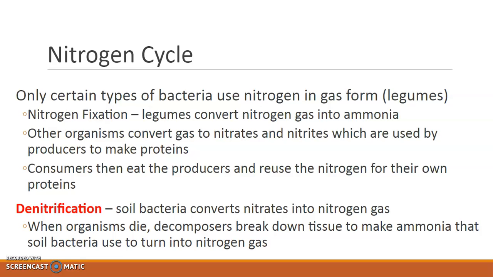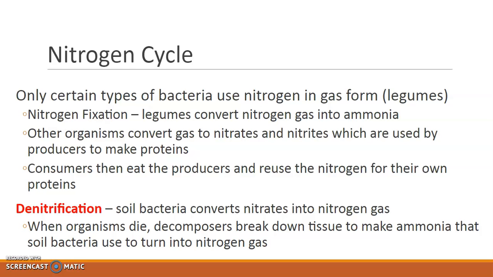Only certain types of bacteria use nitrogen in gas form, like those with legumes, such as beans. Nitrogen fixation is when they take nitrogen gas and turn it into ammonia. Then other organisms convert it into nitrates and nitrites, which are then used to make proteins. Plants use ammonia, nitrates, and nitrites to make proteins, and they put that in their bodies, and then we eat the plants and use the nitrogen for our own proteins, and so on and so forth.